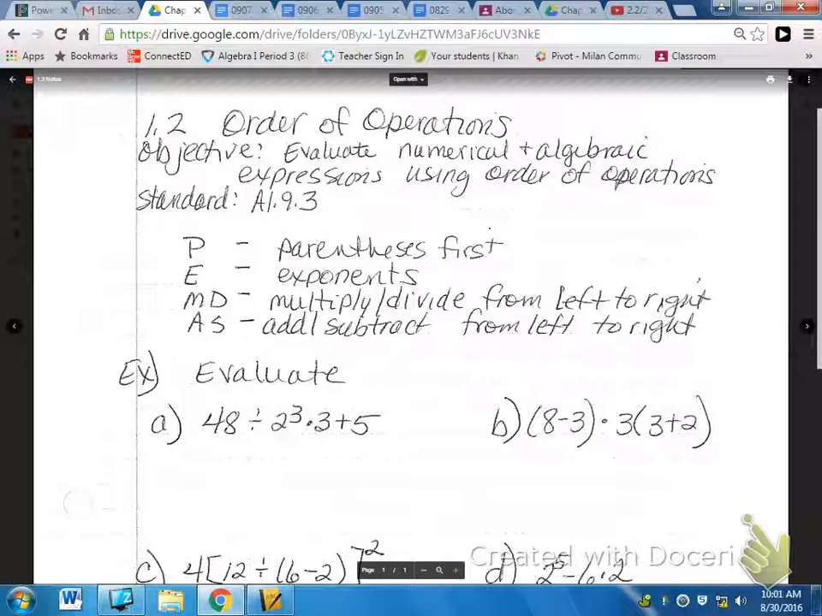Lesson 1-2, order of operations. Our objective today is to evaluate numerical and algebraic expressions using order of operations. It is also the Algebra 1 standard of 9.3.